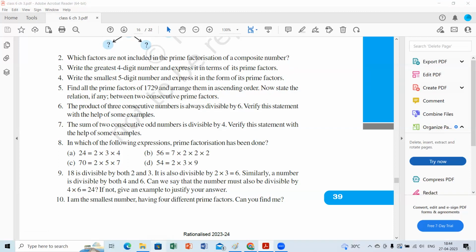Yes, ma'am. Ma'am, the 10th bit: I am the smallest number having 4 different prime factors. Can you find me? No, I am the smallest number having 4 different prime factors. Can you find me: 2 multiplied with 3 multiplied with 5 multiplied with 7? That is the number.